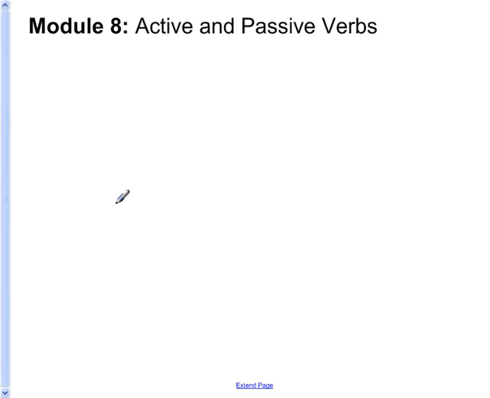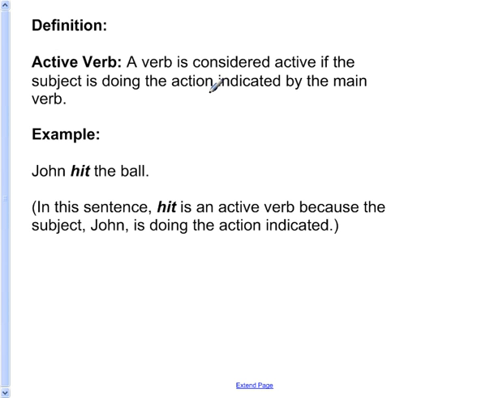Module 8, active and passive verbs. Let's look at a couple of definitions. First of all, an active verb. A verb is considered active if the subject of the sentence is doing the action indicated by the main verb. Let's look at an example.